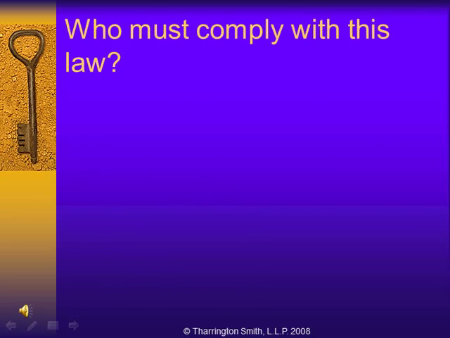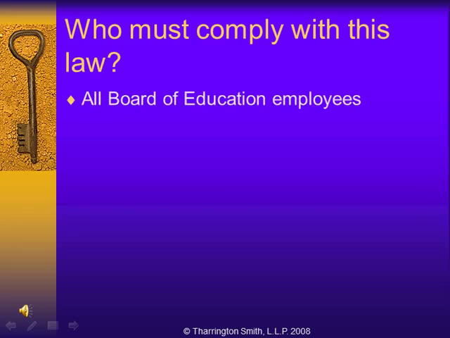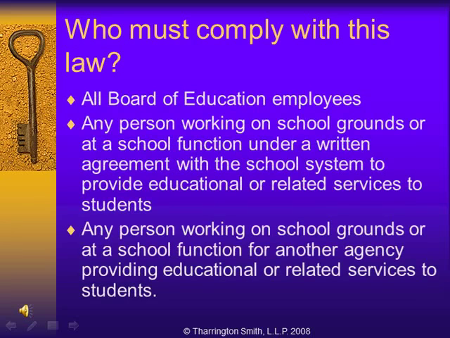This law applies to all employees of the Durham Public Schools, not just teachers and administrators, but all other employees as well. It also applies to other persons providing education or related services to students on school grounds or at school events. For example, a speech therapist, an occupational therapist, or a community support worker who's working with students on campus or at a school-sponsored event would also be subject to this law governing seclusion and restraint, even if they're employed by an outside agency.